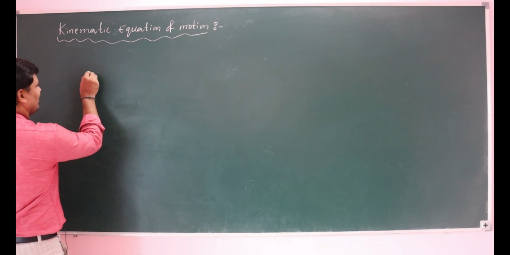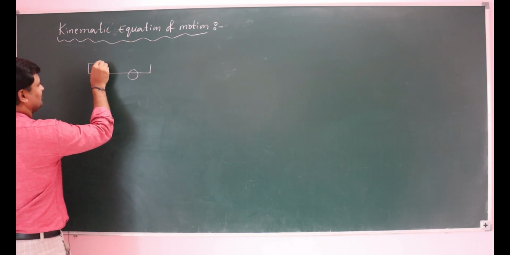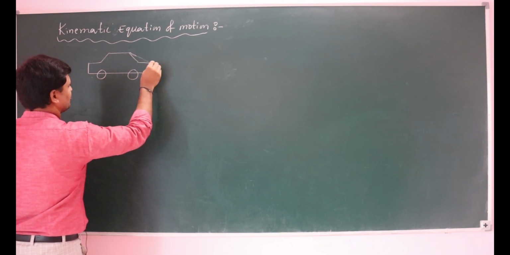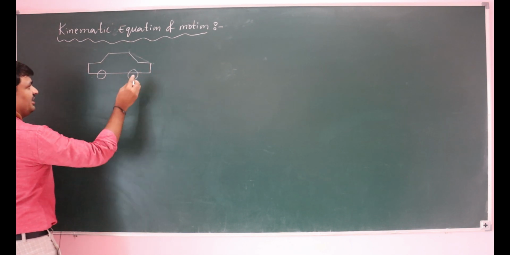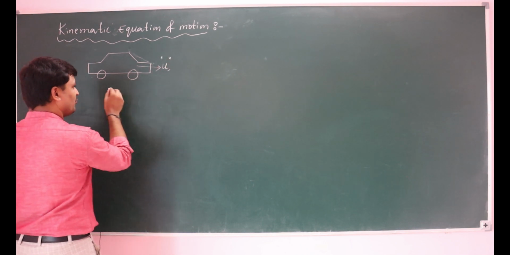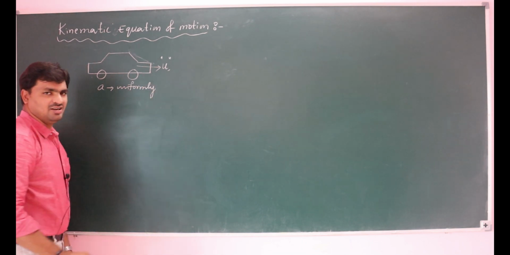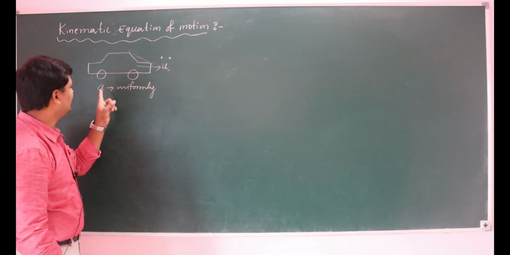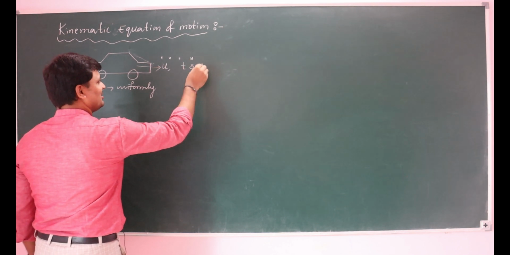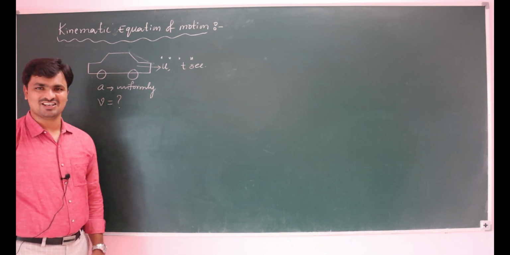Here I am considering a car. A car is moving with some initial velocity u, and it uniformly accelerates. After t seconds, what is the velocity of the car?